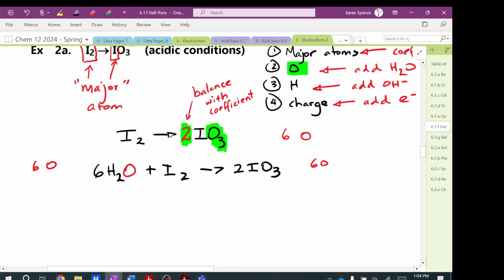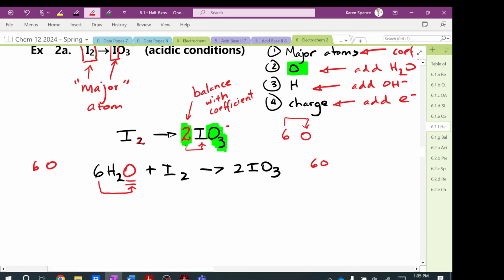What do you guys think of my work so far? I started with my major atom, iodine. I had 2 on the left, so I needed to balance with the coefficient 2 on the right to give me 2 iodines. That gave me 6 oxygens. I had no oxygens on the left-hand side, so I needed to add 6 waters.